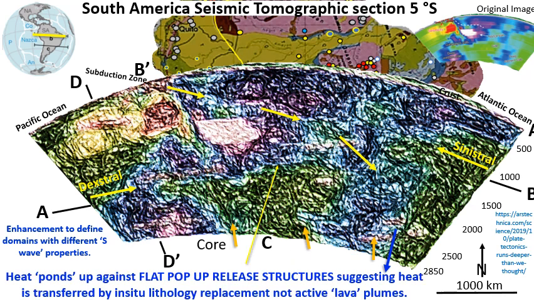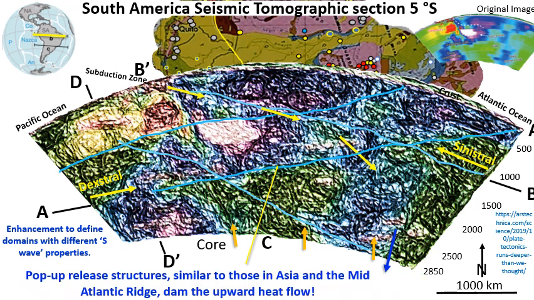There are many flat structures observed on this section, and heat ponds up against these flat pop-up release structures, suggesting that heat is transferred by in situ lithology replacement and not active lava plumes. The blue lines designate the pop-up release structures similar to those in Asia and the Mid-Atlantic Ridge, which dam the upward heat flow.